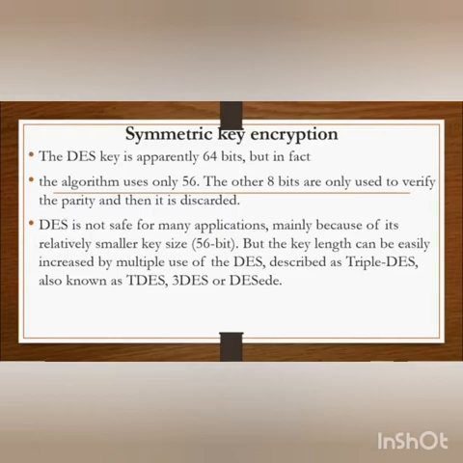used for encryption. But today it is considered that DES is not safe for many applications, mainly because of its relatively smaller key size, that is 56 bit. Originally we have 64 bits, but the algorithm uses only 56 bits. So for security purposes, they feel that this size is not enough.